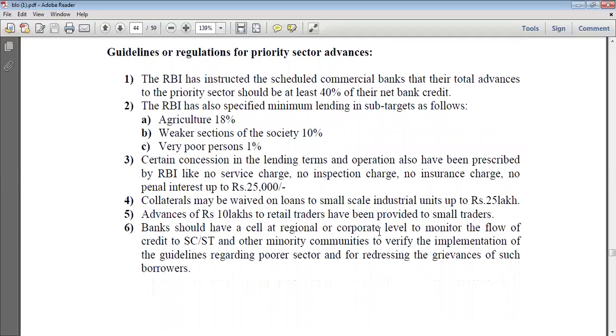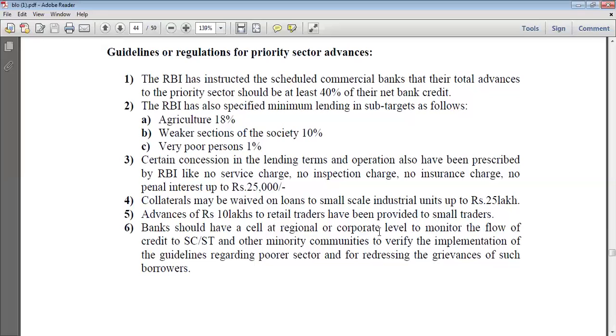And third one, certain concessions in the lending terms and operations have also been prescribed by RBI, like no service charges, no inspection charges, no insurance charge, no penal interest up to rupees 25,000. These are the major relaxations from the RBI because these people majorly contribute to our economy and society. That is the reason the RBI gives this priority, relaxing penalty, inspection, insurance charges.